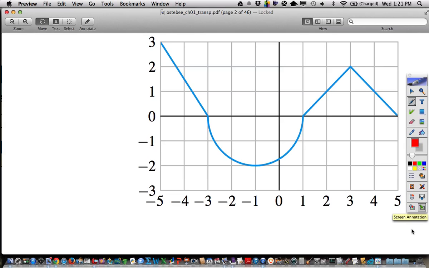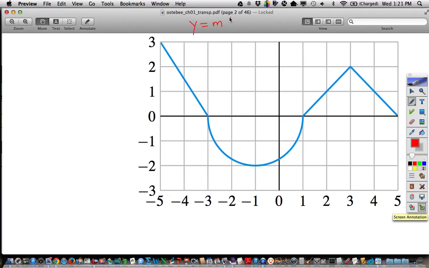This is a piecewise function. It's just in pieces. It's got a piece that's a line, and it's got a piece that's a half circle, it's got another piece that's a line, and then a fourth piece that's a line. And all we have to do is write the equation of each of those pieces. Now, a line is an easy equation to do. We've already talked about that.